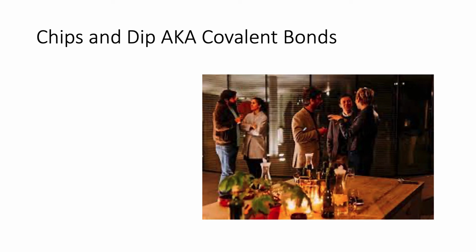And those are called covalent bonds. You can kind of imagine that you're at a cocktail party and you're holding the chips and somebody else over there is holding a bowl of dip. Now, I could just sit here and eat chips by myself, or that guy over there can just sit there and eat the dip out of the bowl. But wouldn't we be better if we shared them?